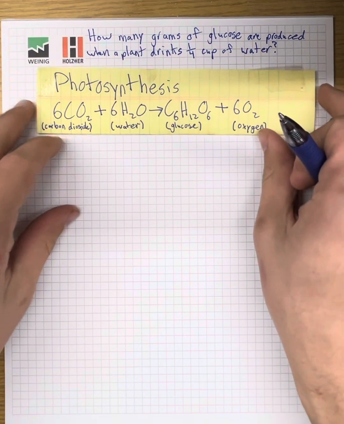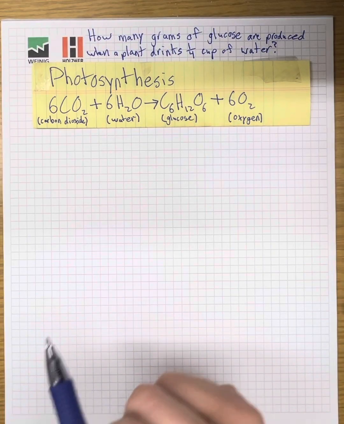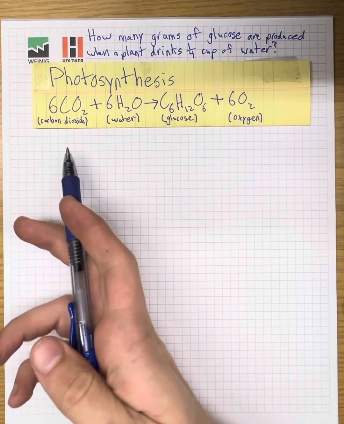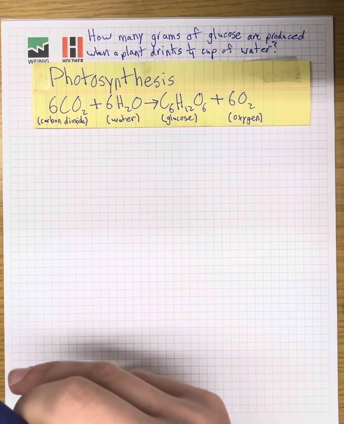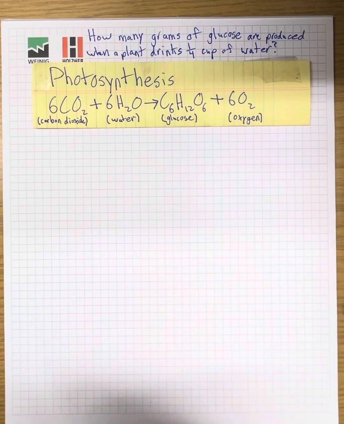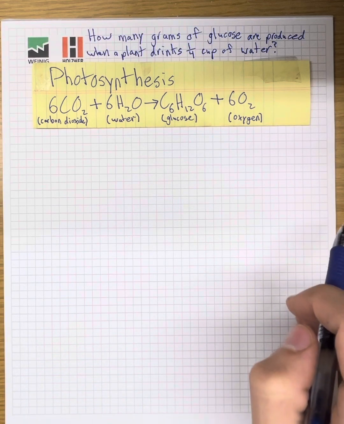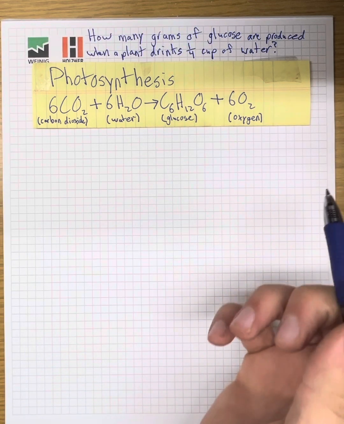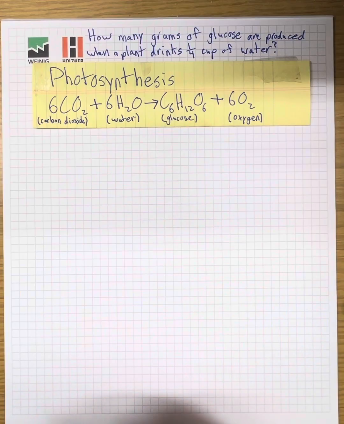So you guys probably know, but photosynthesis is the chemical reaction that takes place when a plant takes in carbon dioxide and takes in water. It uses that to create glucose, which is its food, and it also puts out oxygen. So we are going to try to figure out, when you have a quarter cup of water that it takes in, how many grams of glucose is it going to put out?